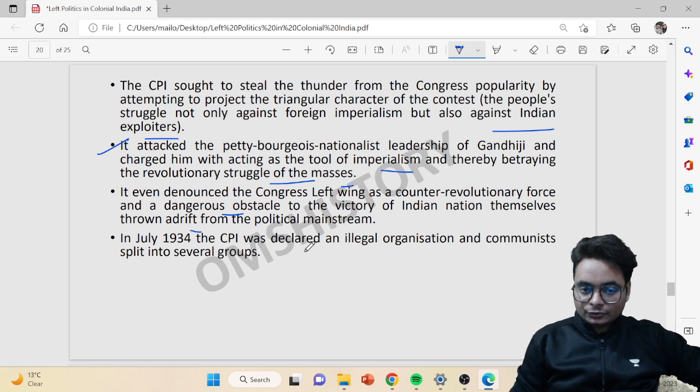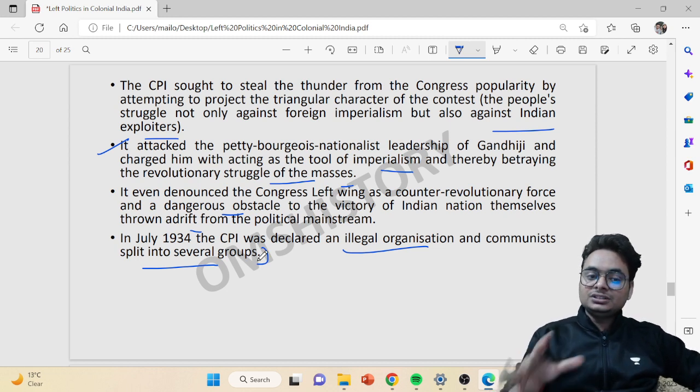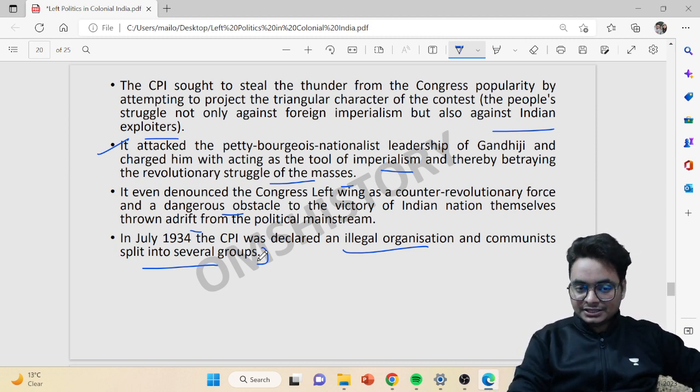In July 1934, the CPI was declared an illegal organization, and the communist groups started splitting; the communist leaders started splitting into different groups. So this thing happened in 1934, and this was the end of the second phase.